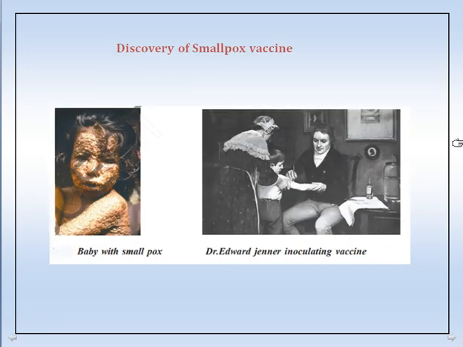Jenner took the fluid from a cowpox pustule on a dairymaid's hand and inoculated an 8-year-old boy with his parents' permission. Six weeks later, he exposed the boy to smallpox, and the boy did not develop any symptoms of smallpox. The fluid collected from the cowpox pustule acted as a vaccine to prevent smallpox.